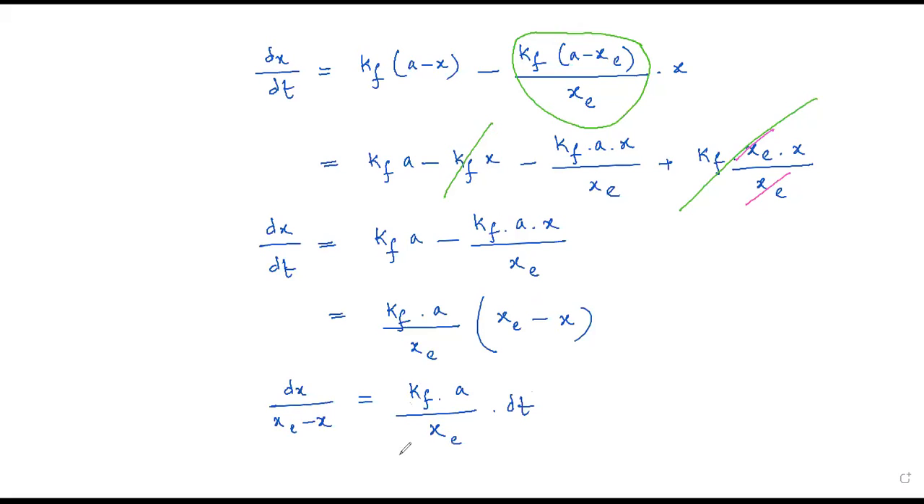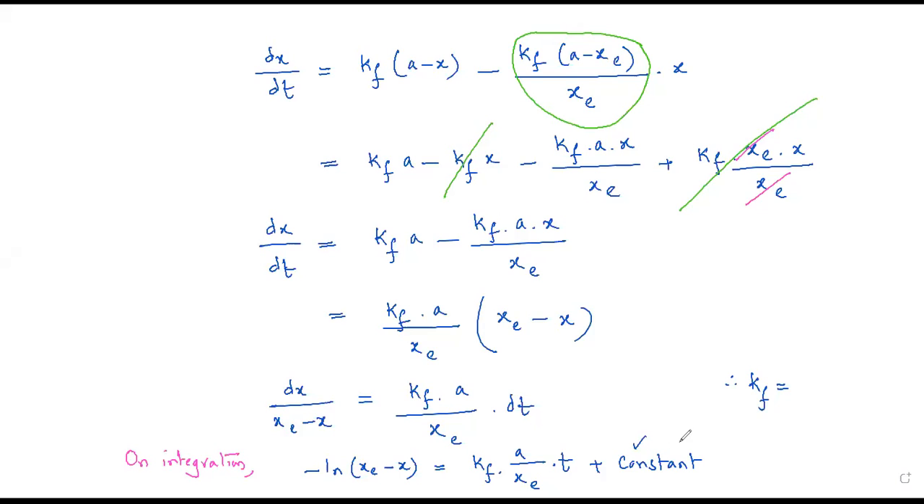Now this on integration gives, see, on integration, here we get, of course, minus ln (xe minus x), right? So that is equal to kf into a by xe into t plus constant. See, from this we can straight away write the expression for kf, just taking at a time t equal to 0. Okay, we'll do one thing. We'll go for that.